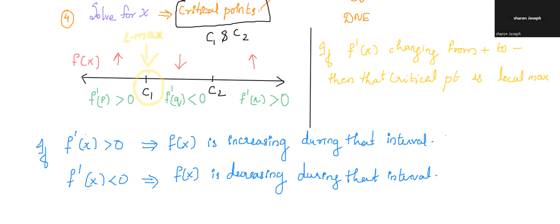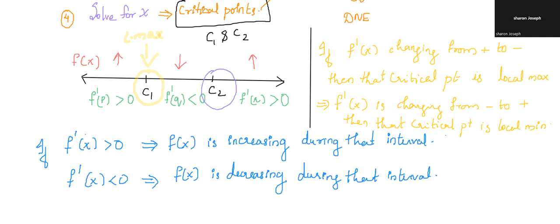Similarly, if you check C2, you can see that it's changing from negative to positive. So the conclusion we can make is, if f prime of x is changing from negative to positive, then the critical point is a local minimum. We can call the point C2 a local minimum because at C2, f prime is changing from negative to positive.